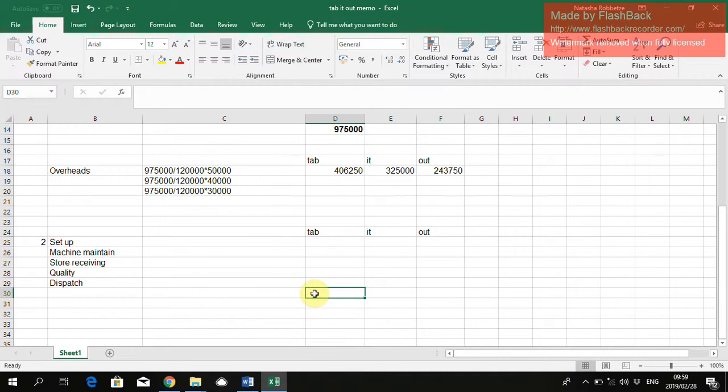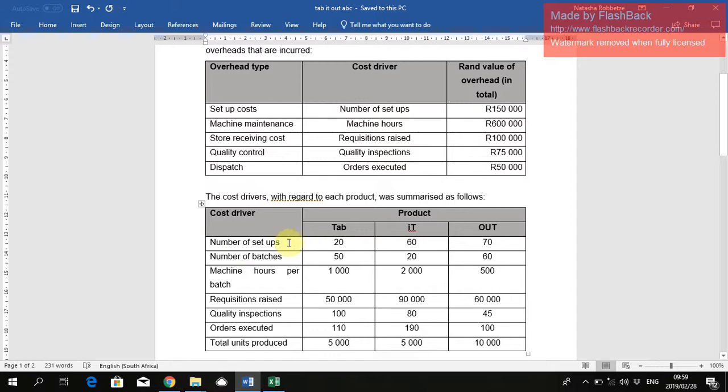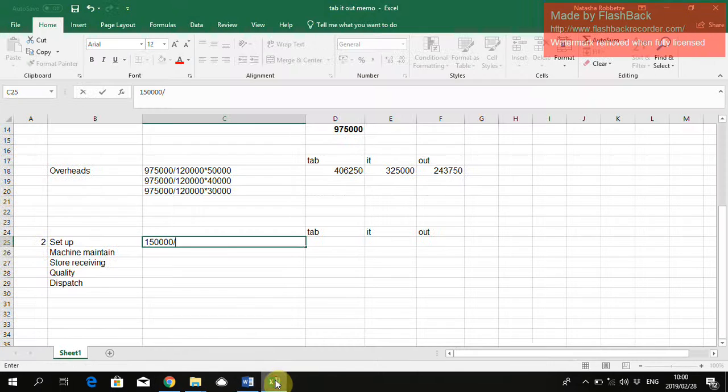So we need to start with the setup costs, and I believe the setup cost was 150,000. And we will have to divide there by the cost driver. So if I look at the question, they say for setup cost, the number of setups is the cost driver. And if I look at the number of setups, it is 60, 20, and 70, which should give you a total cost driver of 150. So I'm going to divide by 150.